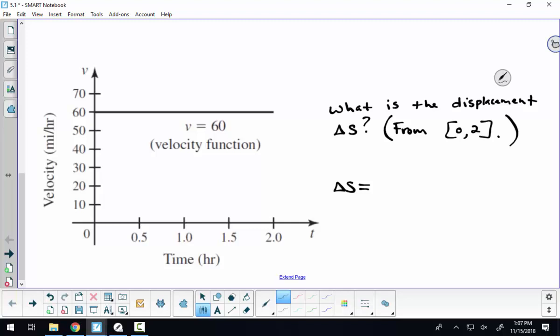Yeah. So we start out at time equals 0. We're traveling 60 miles an hour when somebody starts measuring our speed, and we keep traveling 60 miles an hour for 2 hours. So how far did we go? 120 miles. Yeah, 120 miles is the displacement, the change in position. We don't have a position function, but we know that we've gone 60 miles per hour for 2 hours.